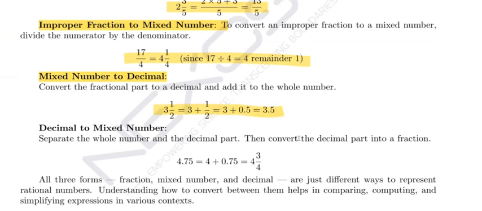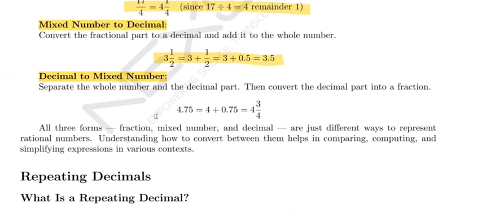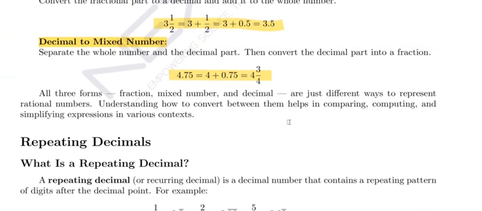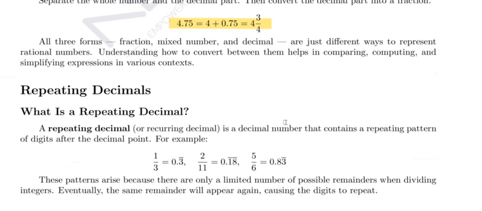To turn a decimal into a mixed number, separate the whole part and the decimal part. Then convert the decimal part into a fraction. For example, 4.75 has a whole part of 4 and a decimal part of 0.75. 0.75 is 75 hundredths, which reduces to 3/4. So 4.75 equals 4 3/4. Be sure to practice these conversions. When comparing sizes, doing calculations, or simplifying expressions, choosing the form that fits the problem often makes the work easier.